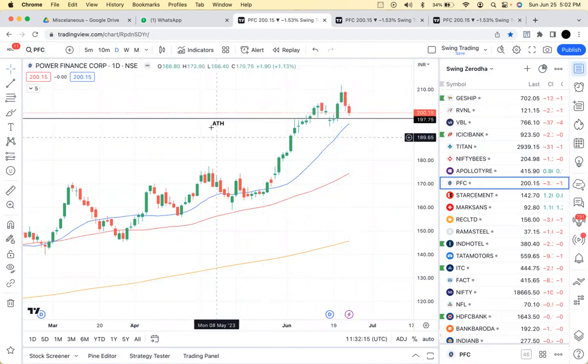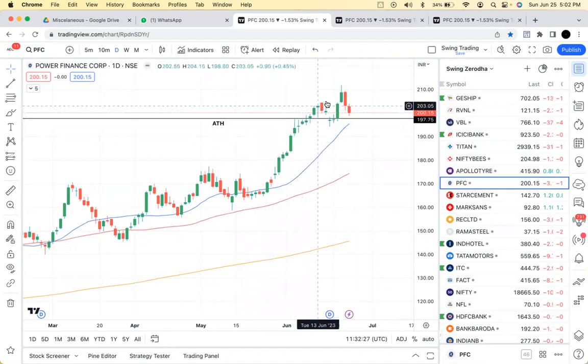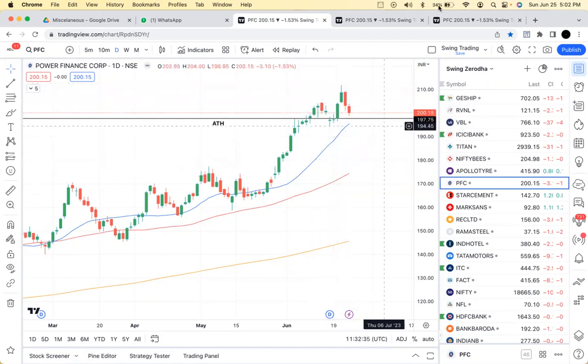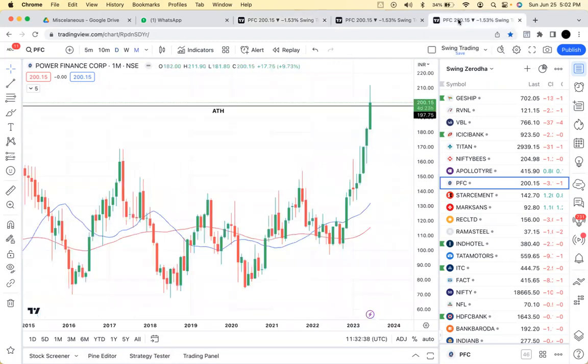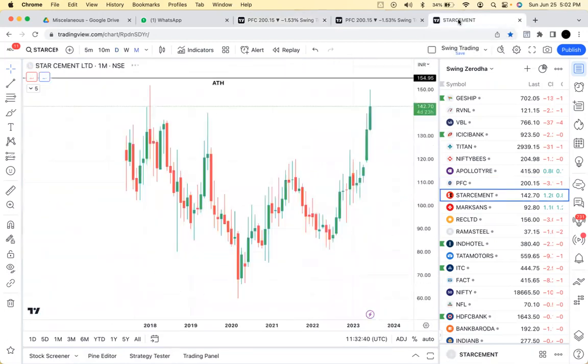Now, not only is it testing the all-time high, but it's also near the 20. Let's see if the 20 acts as a support. Often this all-time high will be broken through, and if the all-time high is acting as a support, it could continue going up. But the 20-period moving average can also act as a support. Various factors are there.